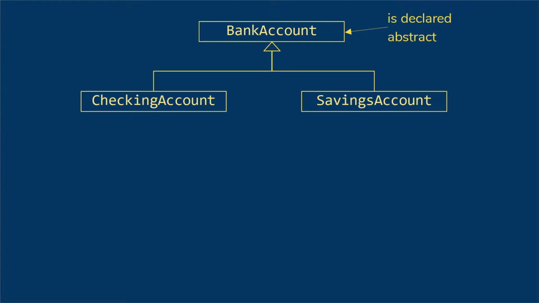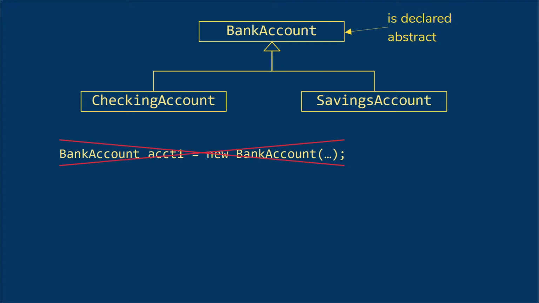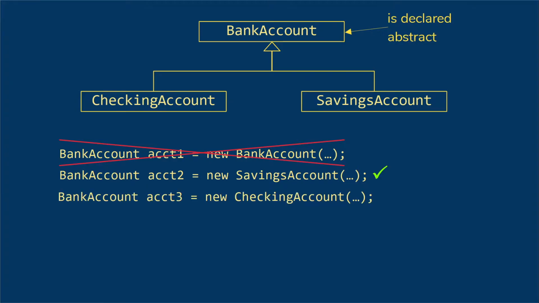So suppose we have a bank account class that's declared abstract, and it has two children, checking account and savings account. And those are not abstract classes. We usually call those concrete classes. I can't actually create a bank account object. If I do, this will be a syntax error. Doesn't work. But I could create a savings account. I could also create a checking account.